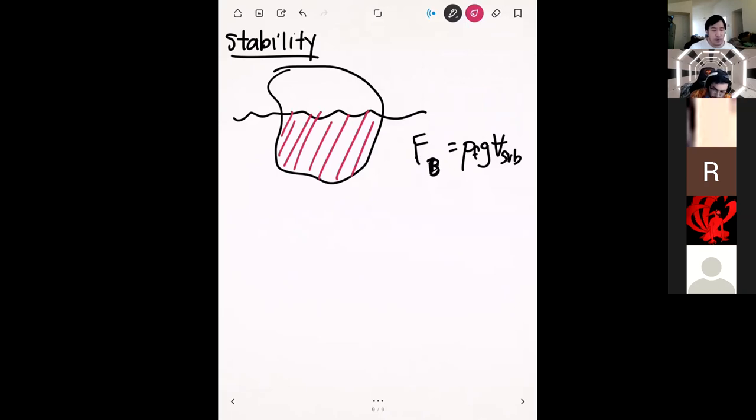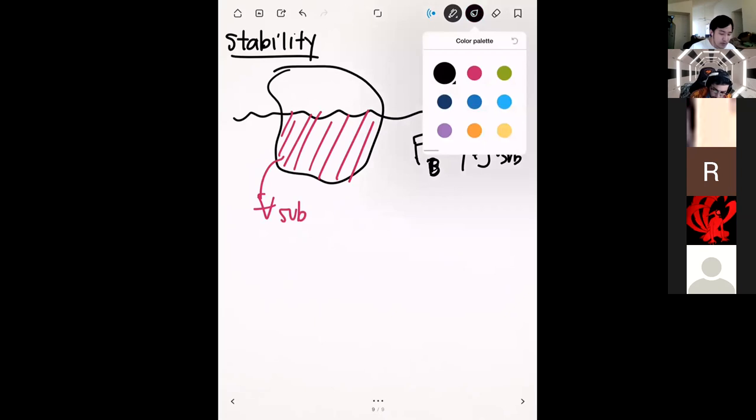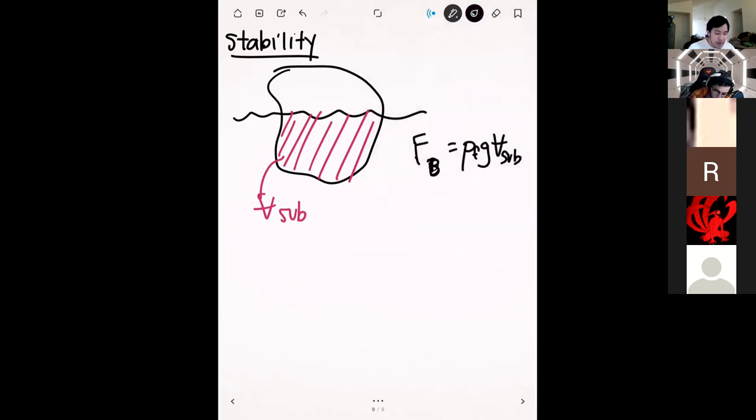For the volume of the submerged part, you would just take the volume of the part that's underneath. And this is going to be perfectly balanced by the weight, where the weight is still the density of the object times gravity times volume, and this is the total volume of the entire thing. So these two are in equilibrium with each other.